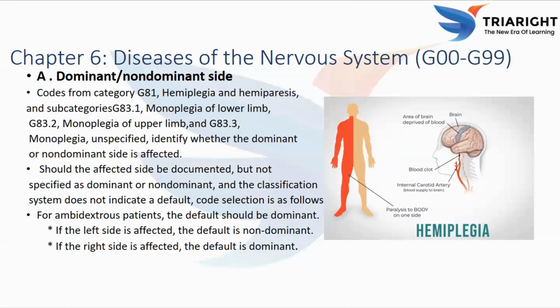In this slide, you have to remember that you must identify which side of the body is weak or paralyzed in order to code for the dominant or non-dominant side. You have to check if dominance is documented. If not, by default, you take the right side as dominant and the left side as non-dominant. When coming to an ambidextrous patient, you always consider it dominant. This helps to select the correct ICD-10-CM code for conditions like hemiplegia and monoplegia. So this is the first guideline.